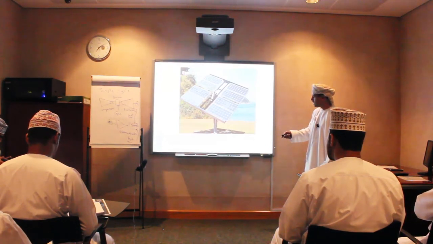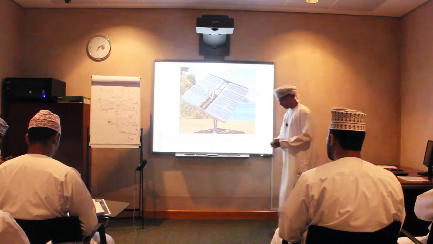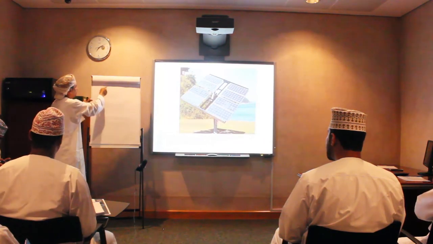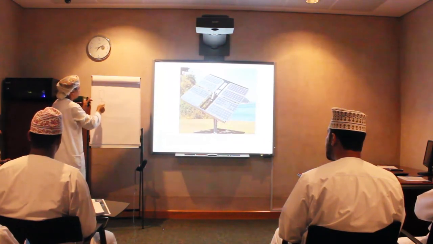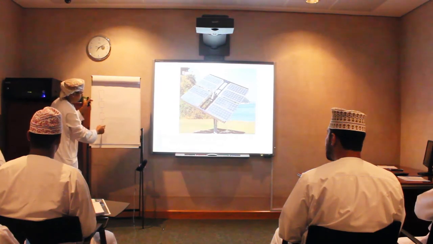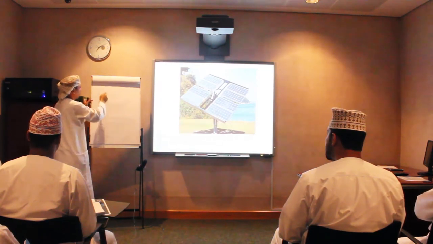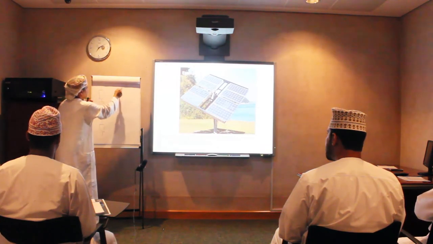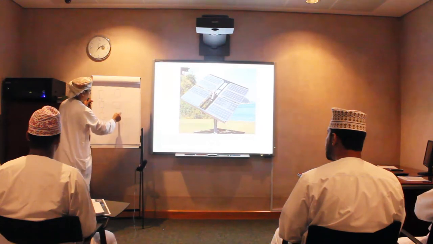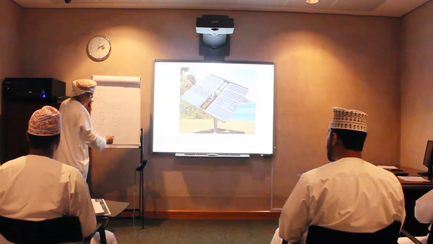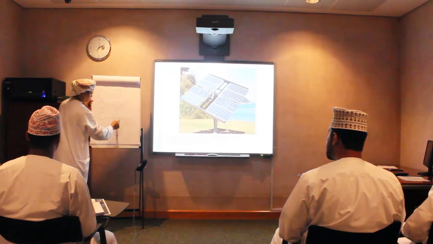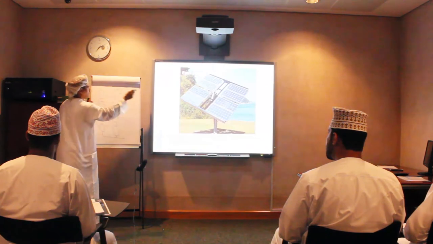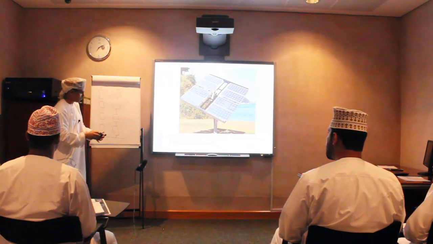Each cell is producing 2.5 watts. So we have here one module, another module, a third module, a fourth module, and these are connected in series. On the other side, we have another four modules. These are also connected in series, and these two sides are connected in parallel. This is the assumption, this is the question.